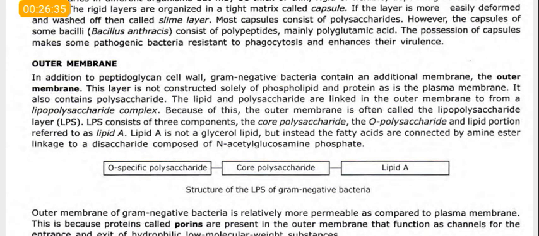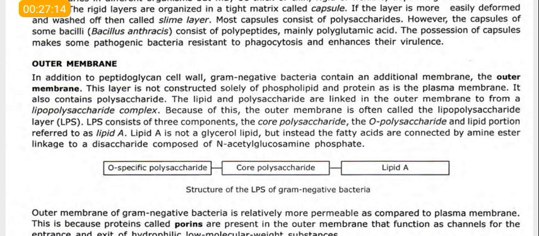And other membranes. In addition to the peptidoglycan cell wall, gram-negative bacteria contain an additional membrane, the outer membrane. This layer is not constructed solely of phospholipid and protein, as is the plasma membrane. It also contains polysaccharide. The lipid and polysaccharide are linked in the outer membrane to form a lipopolysaccharide complex. Because of this, the outer membrane is often called the lipopolysaccharide layer, LPS. LPS consists of three components: the core polysaccharide, the O polysaccharide, and a lipid portion referred to as lipid A.